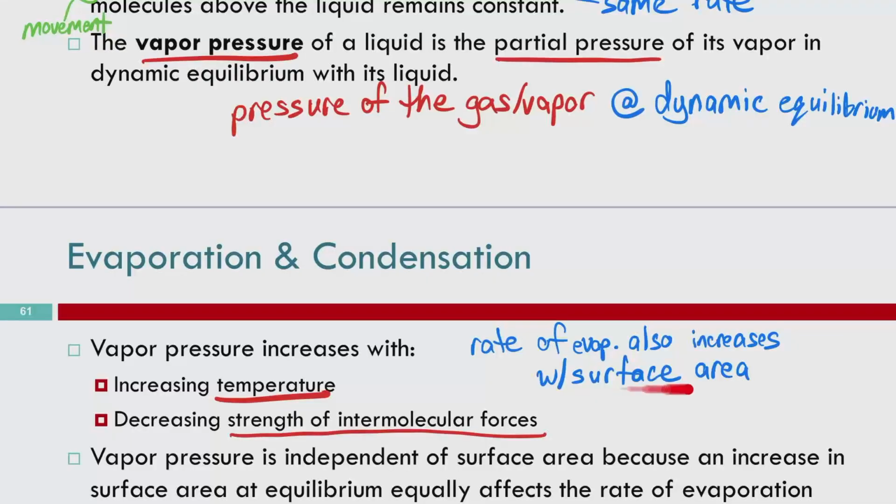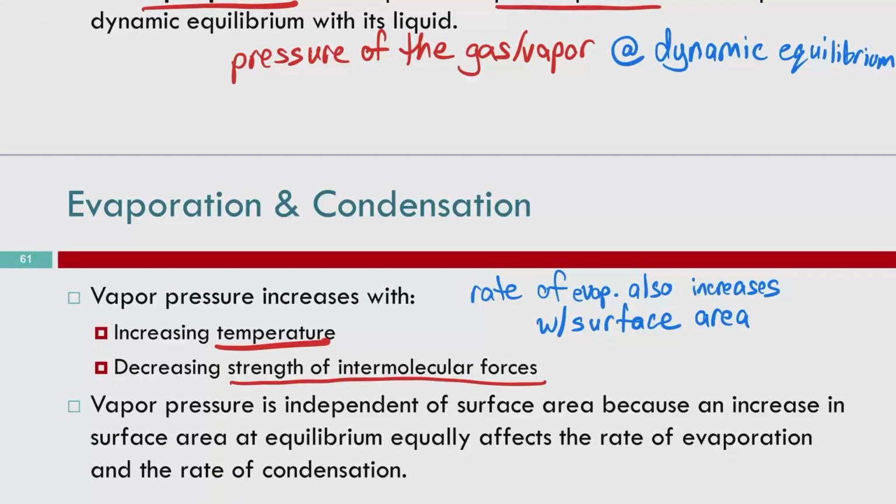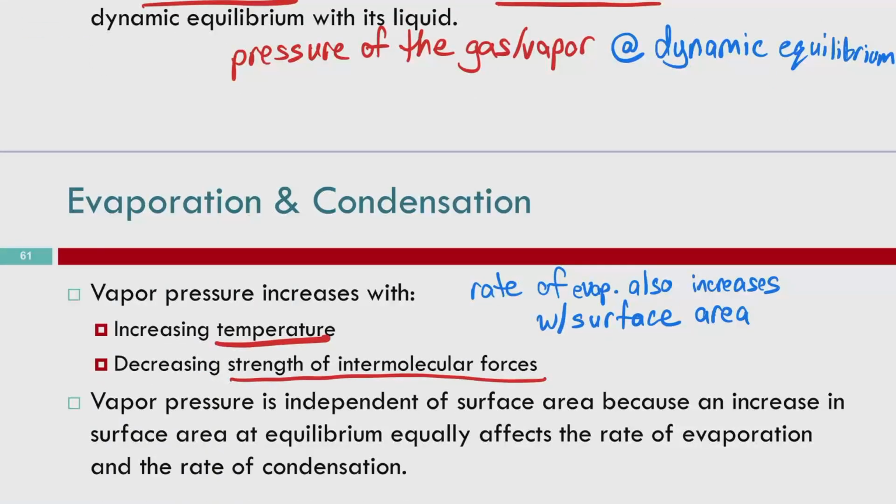Surface area does not affect vapor pressure, and the reason that it doesn't affect vapor pressure is that increasing surface area, if you've got a larger area that you can evaporate from, you also have a larger area that you can condense to. So it affects both evaporation and condensation equally. So surface area does not affect vapor pressure.